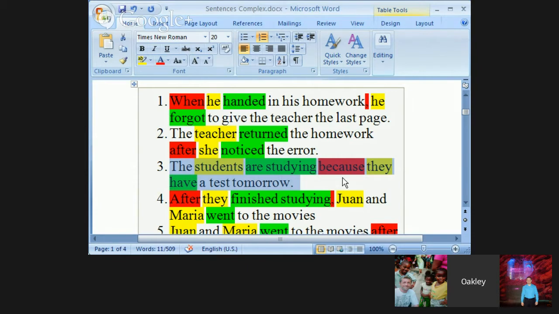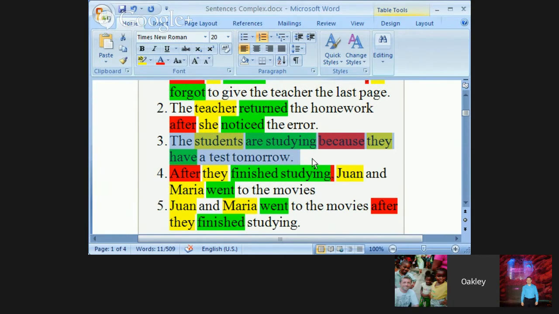We have other ones that show comparison and contrast, like however. He liked bicycling, however, she did not enjoy it. Contrast, different ideas. Here we have because. Different type of subordinator, but the same exact thing going on.